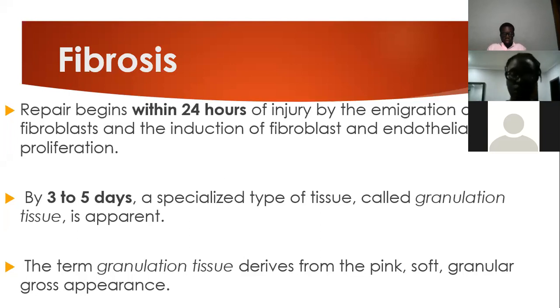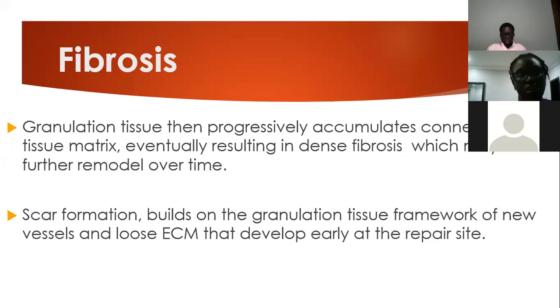It is very soft, it is friable. If you scratch it, it will bleed again because there are new blood vessels which have been formed, which are very fragile. And so if you disturb that, you have bleeding. So this granulation tissue will gradually accumulate the connective tissue matrix, which will strengthen it further. Then scar tissue will form on the granulation tissue, and this will strengthen the wound further.